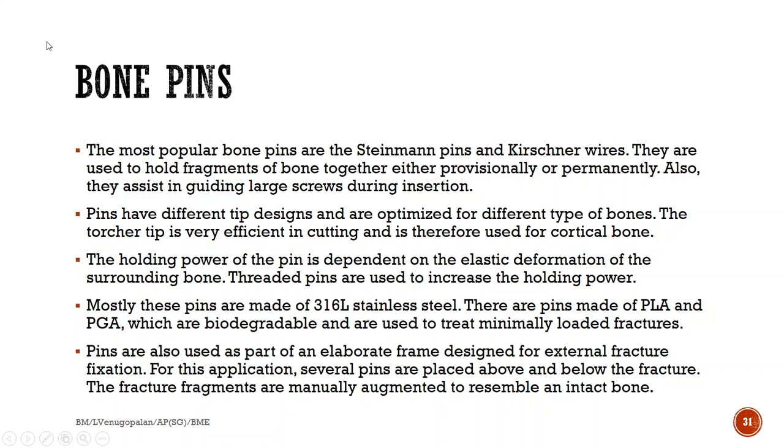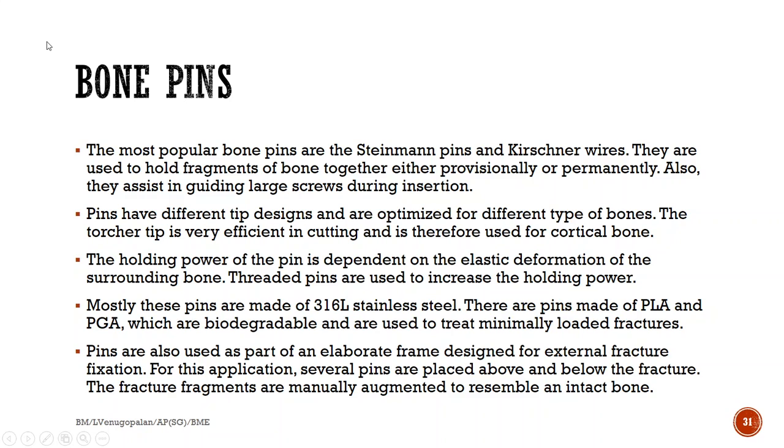Threaded pins are also used to increase the holding power, because there will be grooves in the pin, right? That helps anchor the pin much more strongly into the bone. Most of these pins are made of 316L stainless steel, and some pins are made of PLA and PGA. PLA is polylactic acid and PGA is polyglycolic acid. Pins made of PLA and PGA are biodegradable and are usually used to treat minimally loaded fractures, the fractures where there is not much loading occurring.